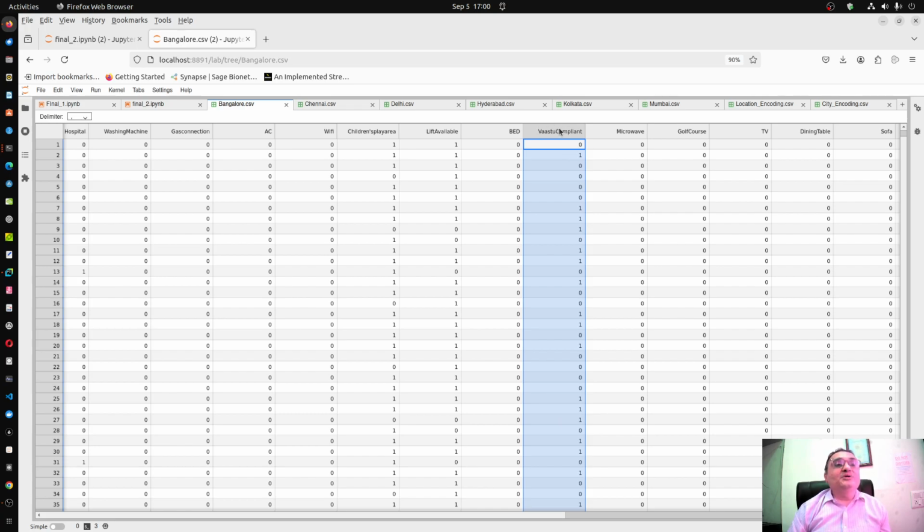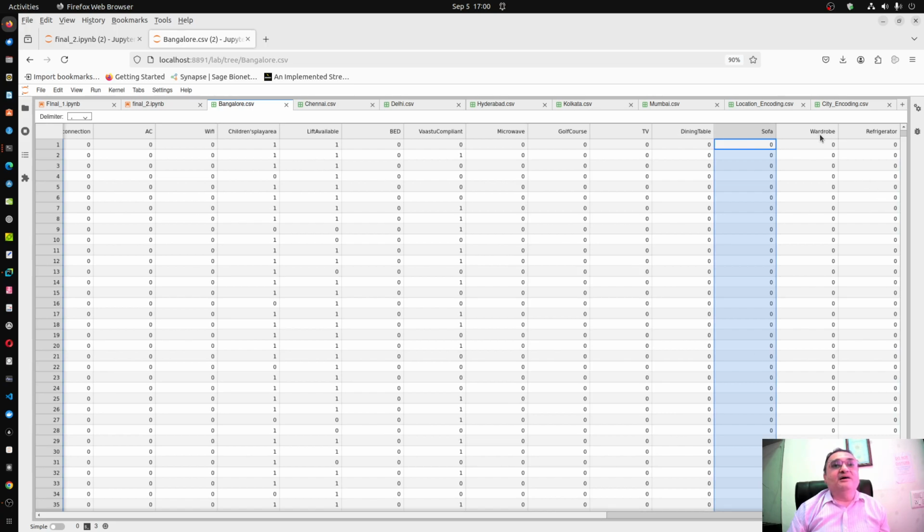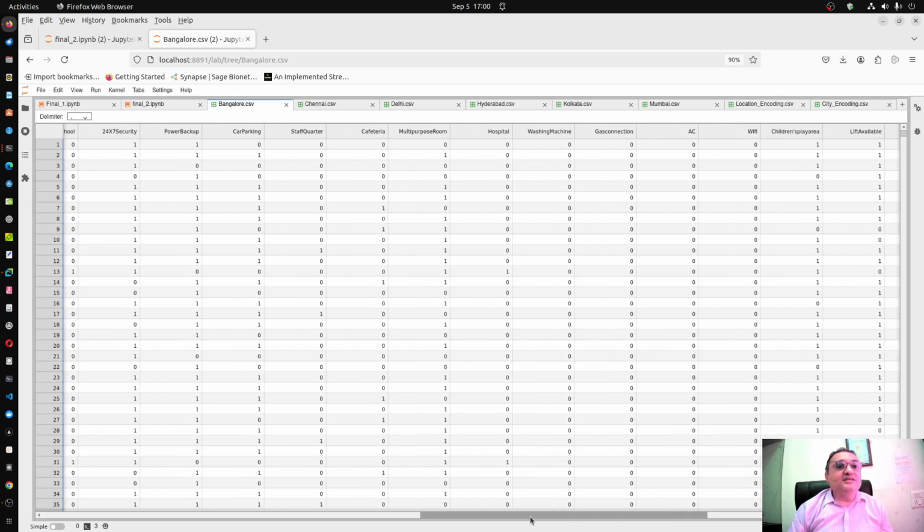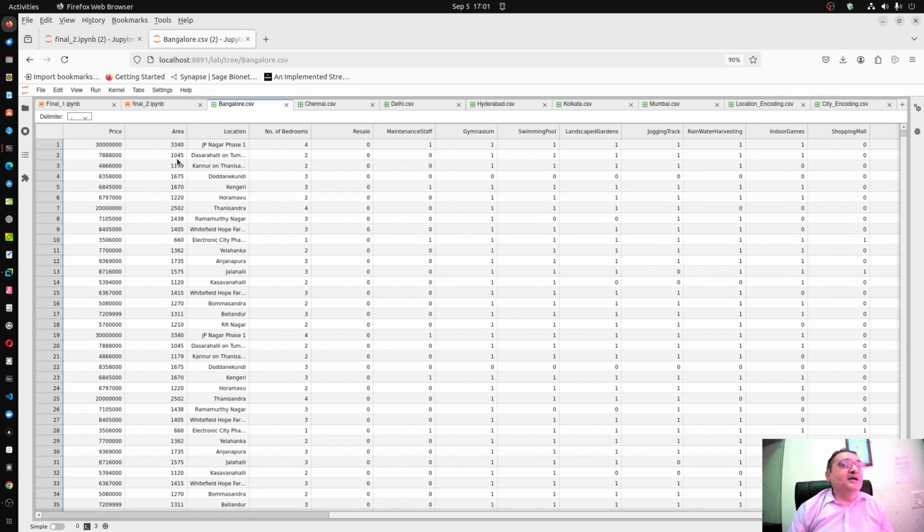So this Vastu is not much of a factor in many foreign countries, but in India it is a major factor, and there are many buyers who do not buy the property just because it is not Vastu compliant. Okay, microwave is there or not, golf course, TV, dining table, sofa is there or not. So many features are there. Then maybe still more, I think, yeah, wardrobe is provided or not, and refrigerator is there or not. So you can see that there are so many features.